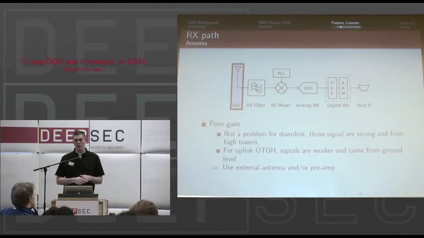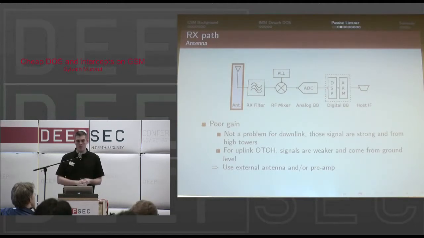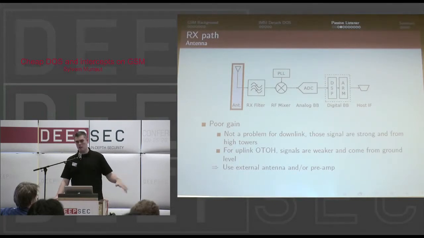It's also placed very high above the ground. It has great antenna, so receiving it is really not a problem. On the other hand, if you're trying to receive the phones themselves, they also have poor antenna. They only transmit like 1 watt maximum, and that's only if the BTS doesn't tell them to transmit less power. And also they're like at ground level, so receiving them is much harder.